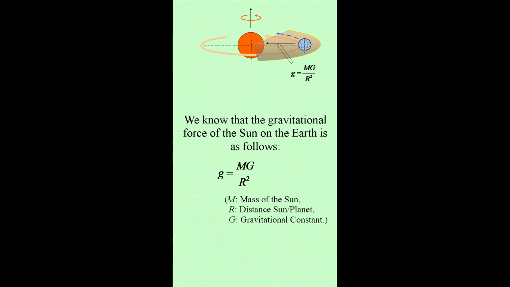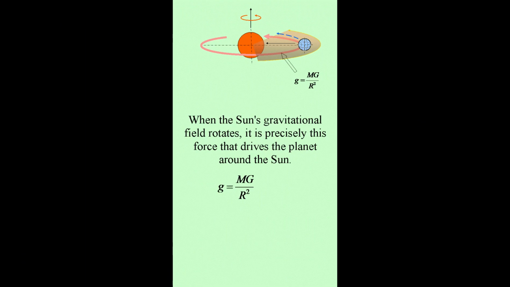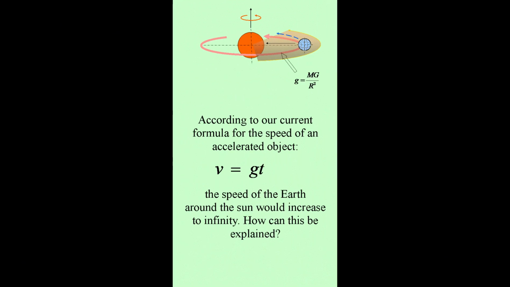We know that the gravitational force of the Sun on the Earth is as follows. When the Sun's gravitational field rotates, it is precisely this force that drives the planet around the Sun. According to our current formula for the speed of an accelerated object, the speed of the Earth around the Sun would increase to infinity. How can this be explained?